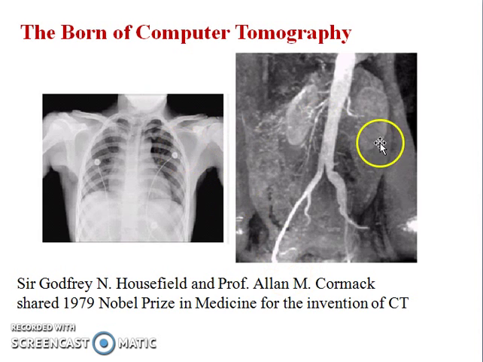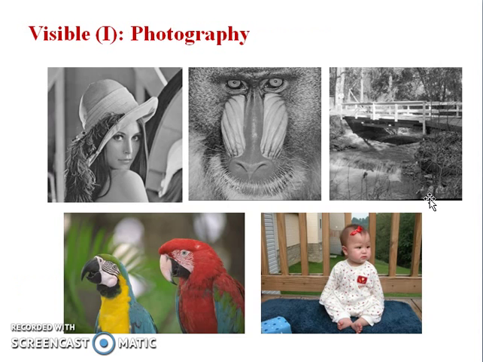Yes, all of you know about computer tomography technology, which was introduced in 1979. This is the CT image of the chest, and this, as all of you know, is angiography, which is used to find out blockages in the blood vessels. See, these images can be acquired by using the visible spectrum. So this can be acquired with a normal photographic camera.